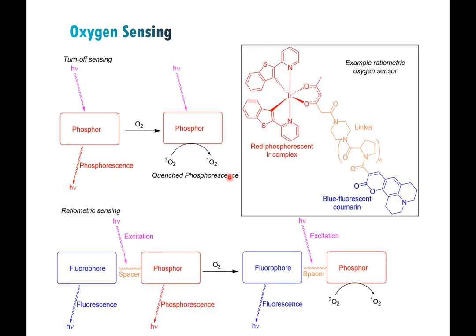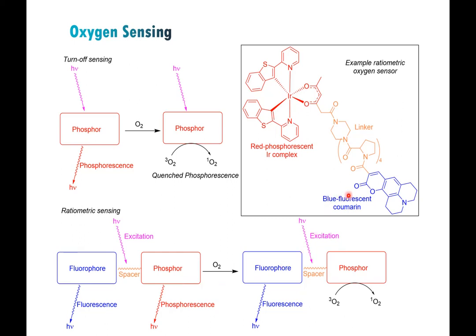Ratiometric sensing is sort of similar, except that in this case you have two components, a fluorophore and a phosphor, that are simultaneously excited, and the fluorescence is unaffected. So whether you have oxygen present or not, you get the same color, the same intensity for your fluorescence, but the phosphorescence is quenched by the same mechanism, which then modulates the ratio between the two signals.